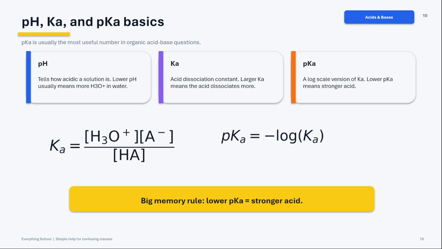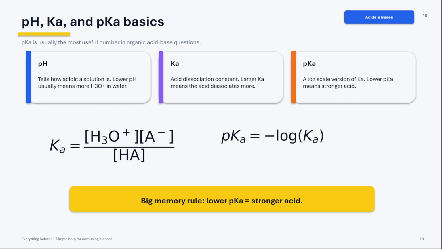Slide 10. pH, Ka, and pKa basics. pKa is usually the most useful number in organic acid-base questions. pH tells how acidic a solution is. Lower pH usually means more H3O+ in water. Ka is the acid dissociation constant. A larger Ka means the acid dissociates more. pKa is a log-scale version of Ka. The big memory rule is lower pKa equals stronger acid.